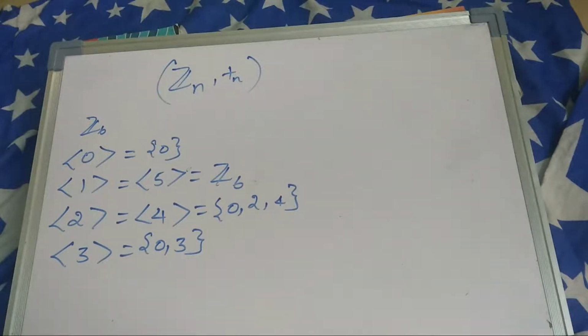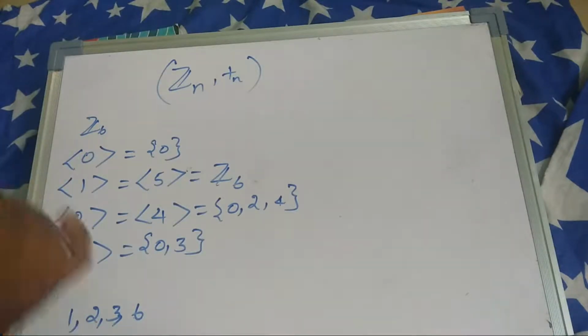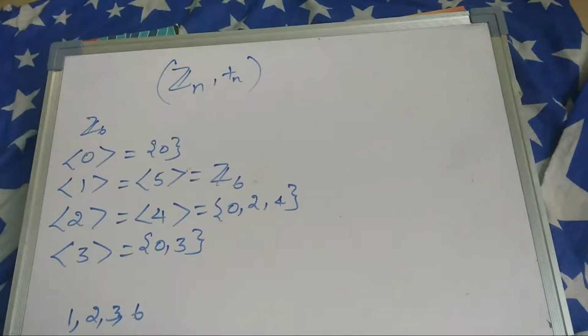So in Z6, if you see clearly, the divisors of 6 are 1, 2, 3, and 6. And if you see here, the number of subgroups of Z6, which we found out, happens to be exactly equal to the number of divisors of 6.